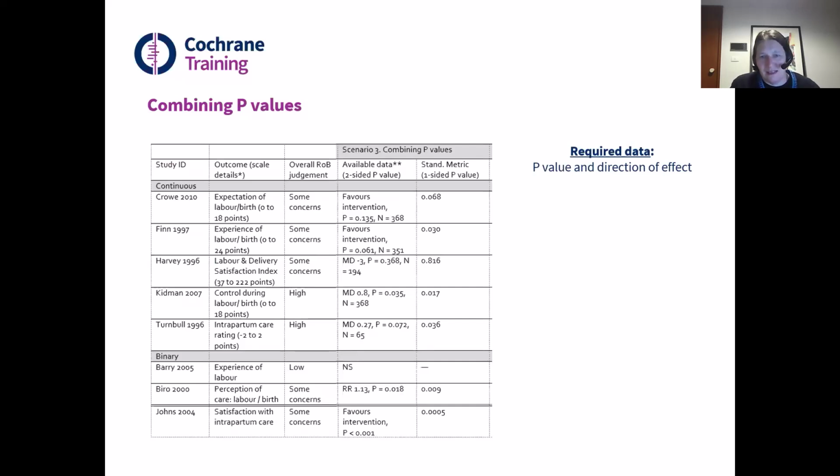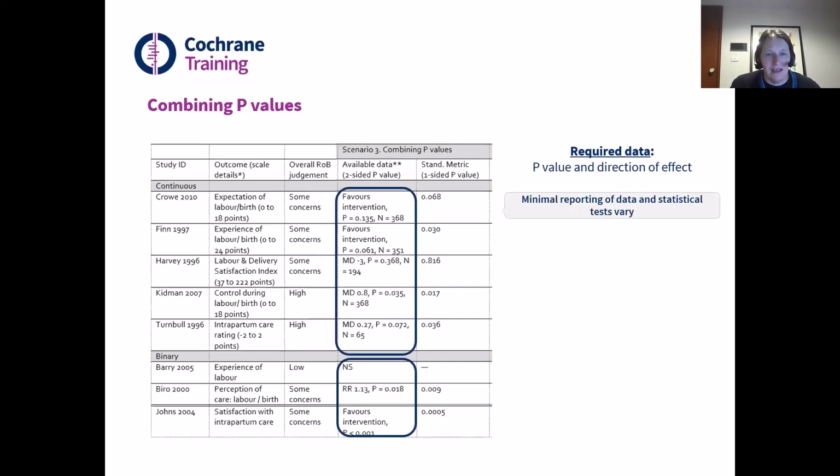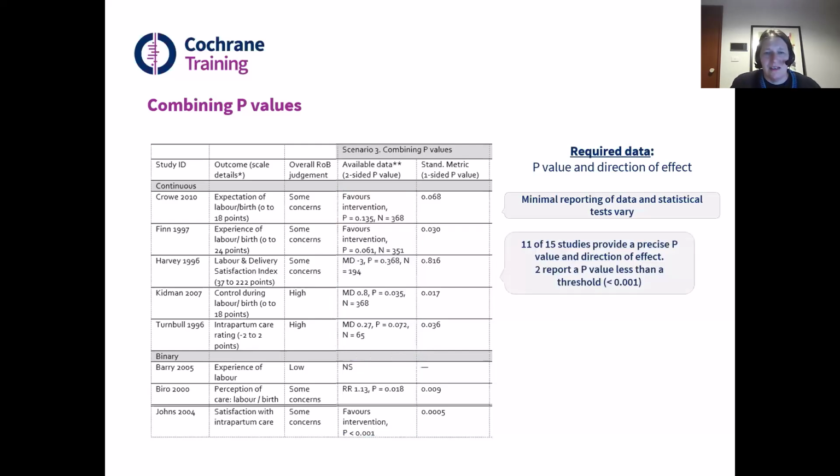Okay, so the required data is the p-value and the direction of effect. And what we have here, again, is minimal reporting of the data and statistical tests. So if we look across here, again, this is fictional data that we've created. We've got this particular study here where we know the direction of effect, we know the p-value. Here we've got more information. Down here we've got essentially no information at all. So we've got quite incomplete and quite varied information reported across the studies.